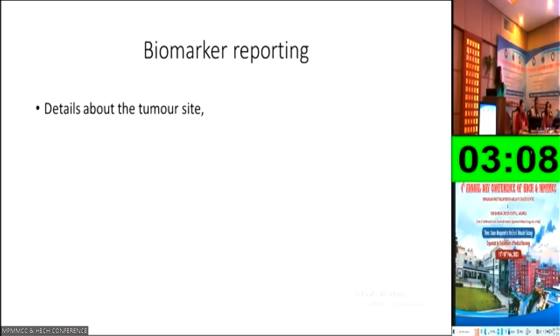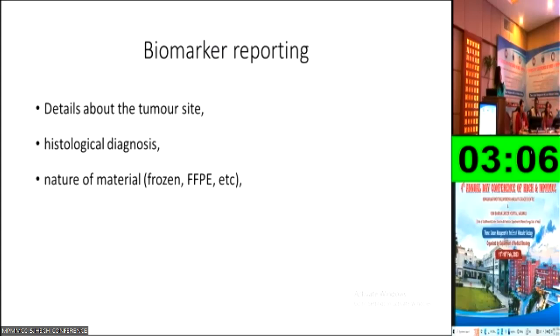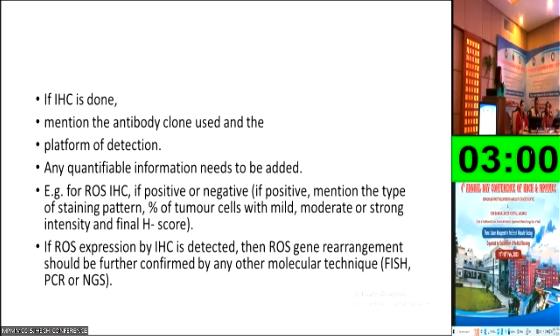To sum up, in biomarker reporting, always mention the tumor site, histological diagnosis, what is the nature of material used, what is the technique used, platform, antibody clone. For any positivity, don't just say positive, say how much tumor percentage, what intensity. Even if in PD-L1 we say that more than 1% or more than 50% is important, when you actually report, mention how much tumor percentage, like 20 to 30% with what intensity, so that in retrospect you can easily correlate.